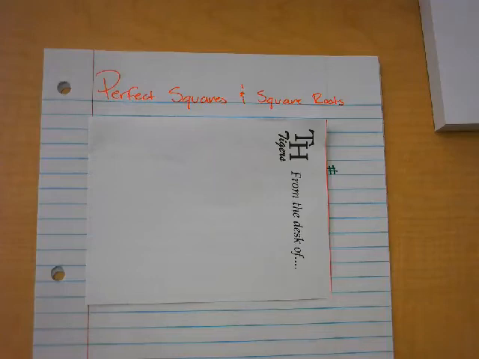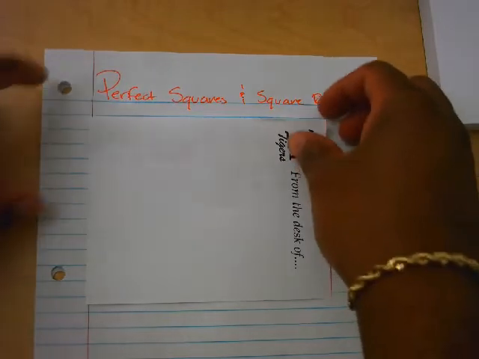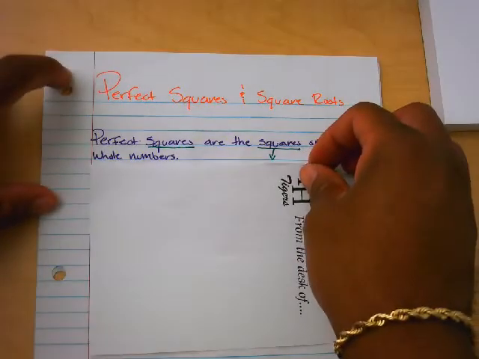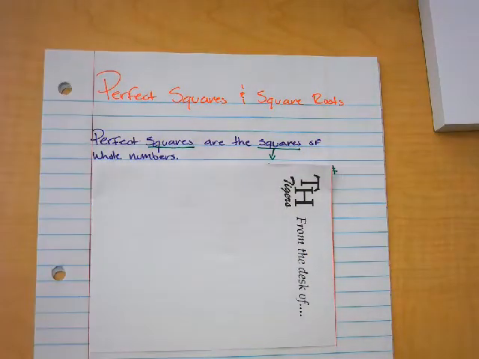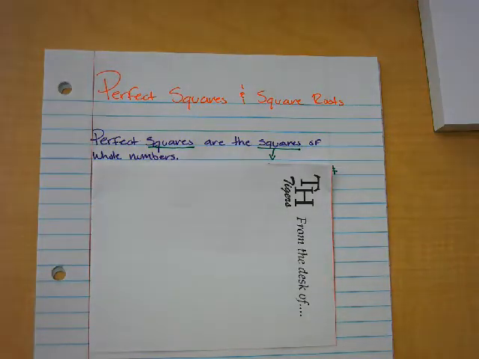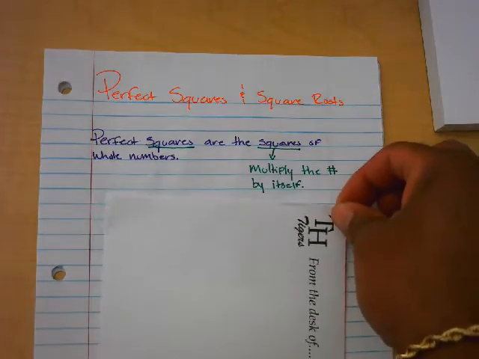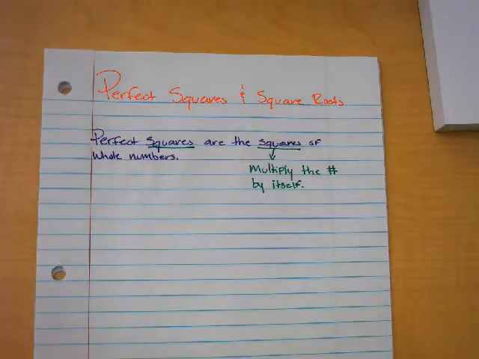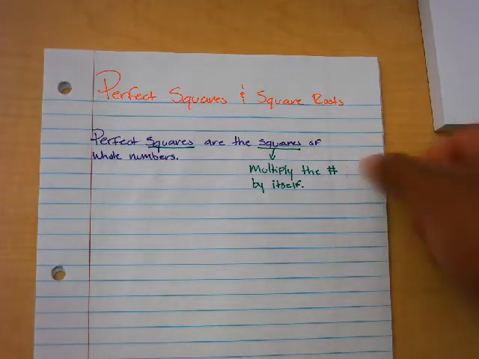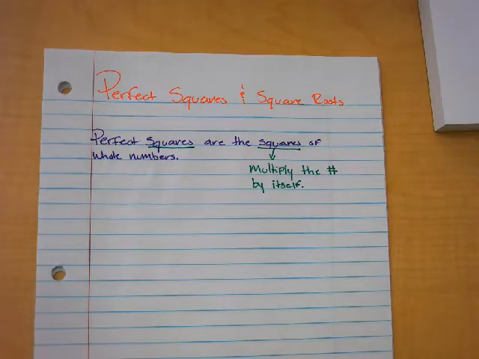Okay, so in this video we're going to talk about perfect squares and square roots. First we touch on perfect squares, which are the squares of whole numbers. Again, perfect squares are the squares of whole numbers. And what do I mean by squares? Well, I'm saying to multiply the number, that pound sign means number, by itself.